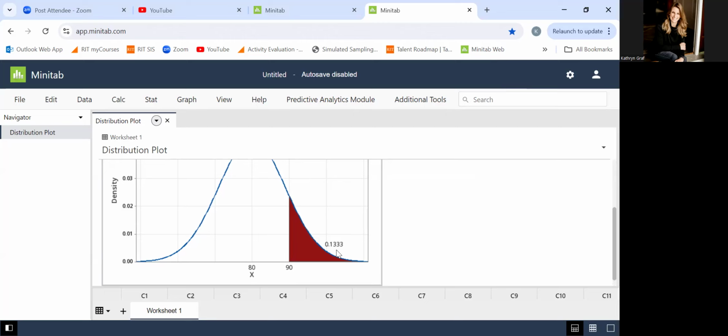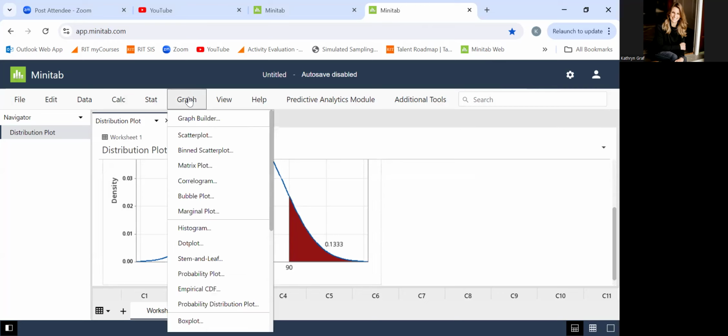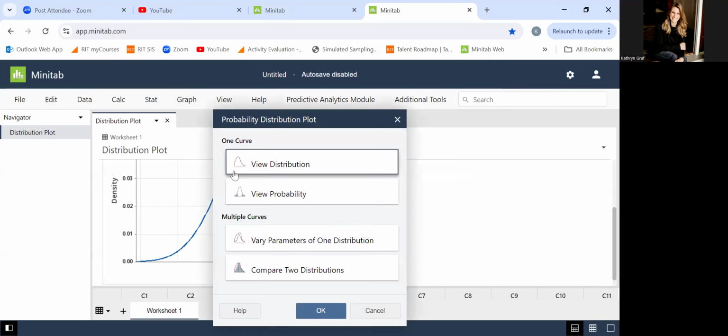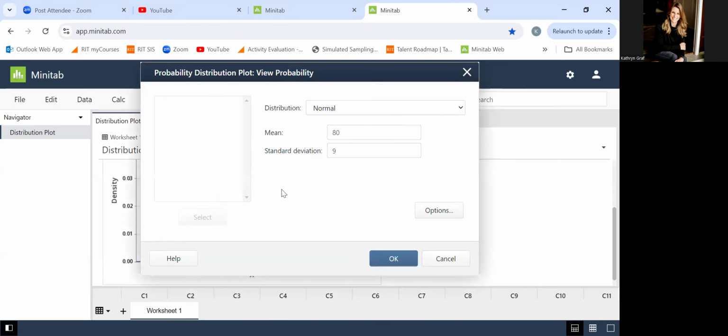Now, let's say we want to use the same scenario, but we want to find a percentile. So maybe I want to find something like the 40th percentile for this data set, where the center is 85 and the spread is 9. So I will go right back into that same feature. So graph, probability distribution plot. I will go into view probability. I'm going to leave these things as they are. So normal, meaning it's a symmetric curve, set my center and spread.